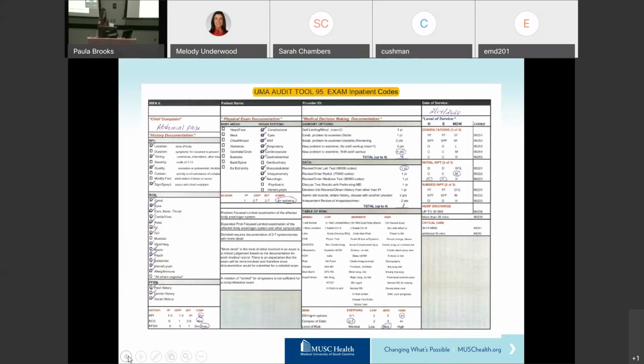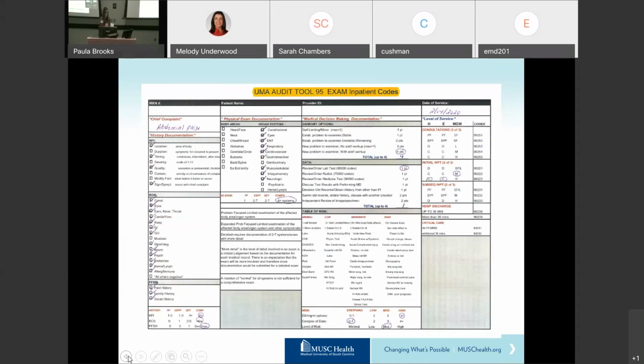Now, we would have been able to bill high if, in the table of risk, there had been some kind of documentation to the effect that this was a chronic severe exacerbation, or threat to life, or poor prognosis, or DNR, altered mental status. We didn't have any of that. Everything pointed towards moderate decision making, and that's why the medical decision making came out to be a 99222.